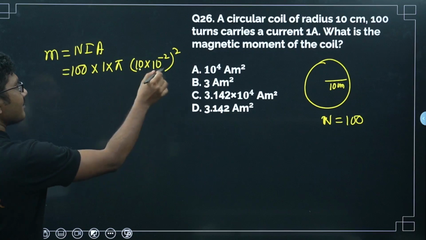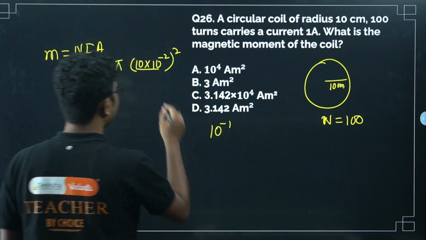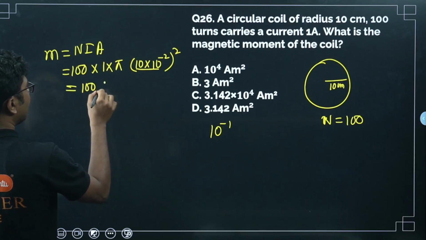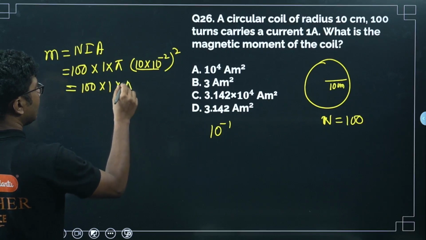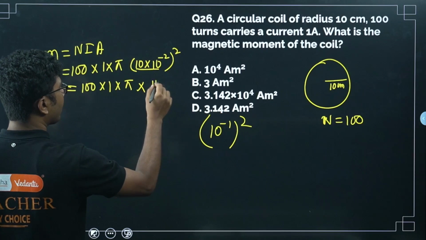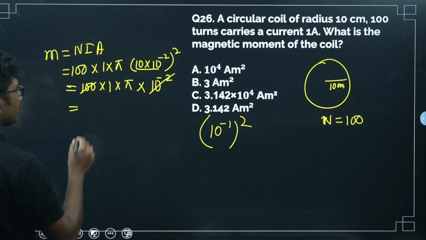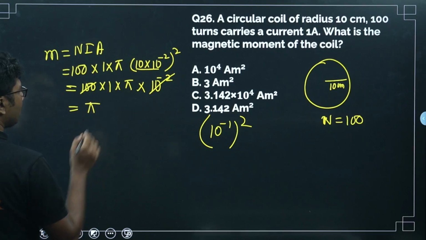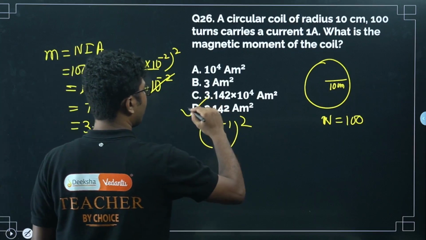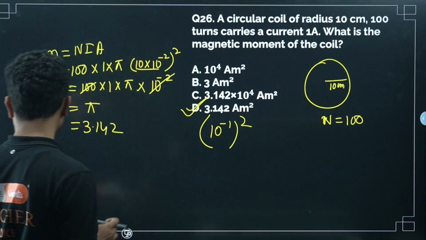Now 10 times 10 to the power of minus 2 is 10 to the power of minus 1, right? So it will be 100 times 1 times pi times 10 to the power of minus 1 whole square, which should be 10 to the power of minus 2. Right? So 100 and 10 to the power of minus 2 will cancel. So the remaining answer will be pi, that is 3.142. Okay, so 3.142 ampere meter square is the magnetic moment. Okay, all the formulas are simple.